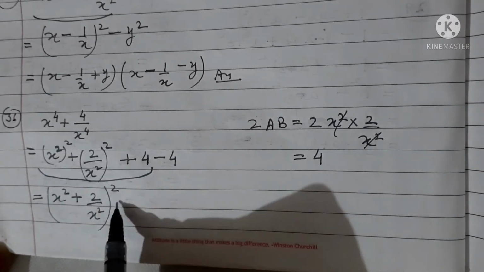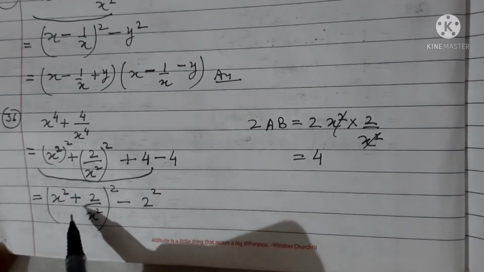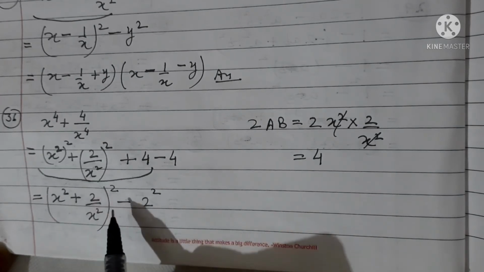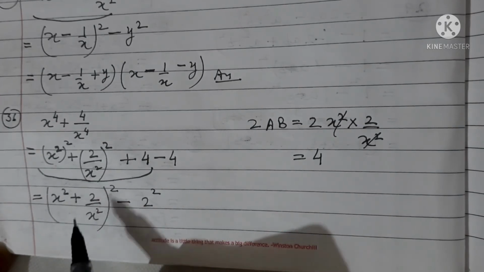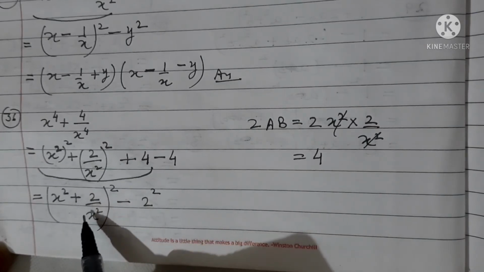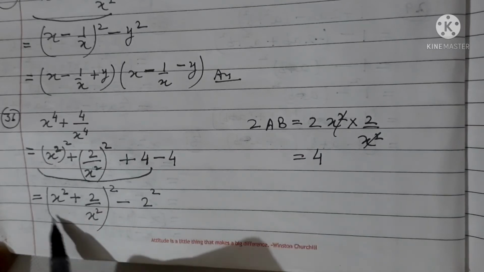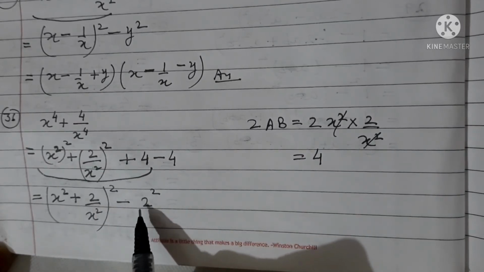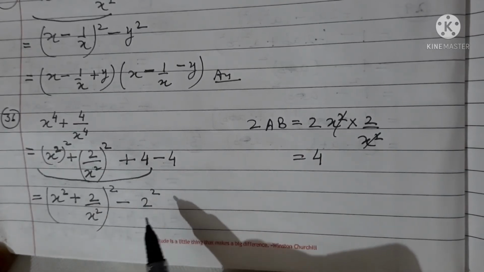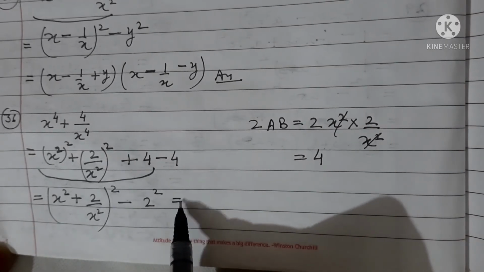Now this minus 4 you can write as 2 square. Now use the identity a square minus b square, this is a. So a square minus b square means a plus b, this is a plus 2, and a minus b means a minus 2. Check your answer.